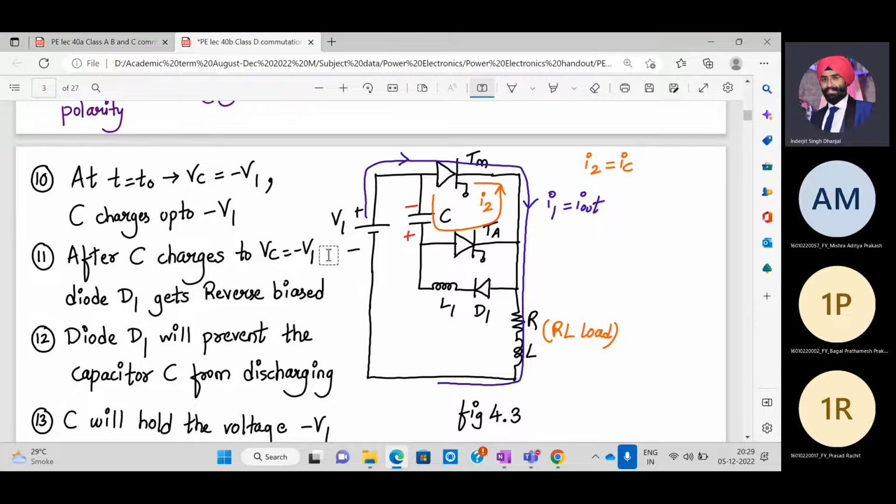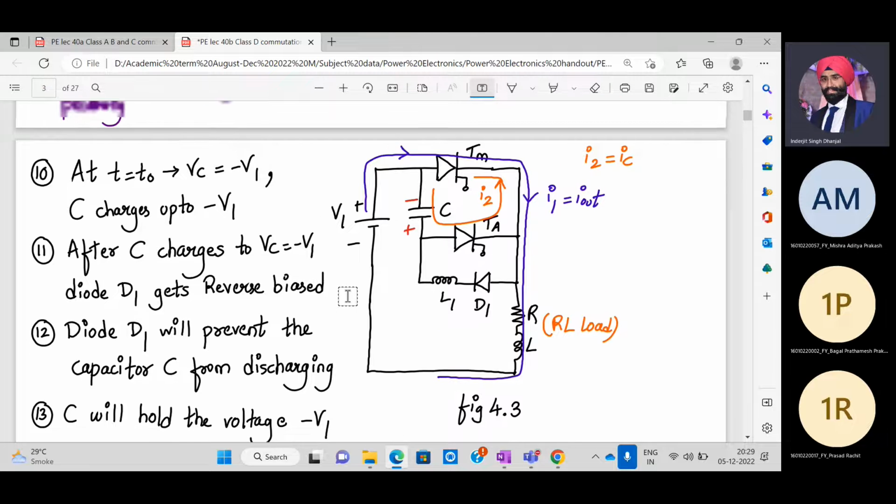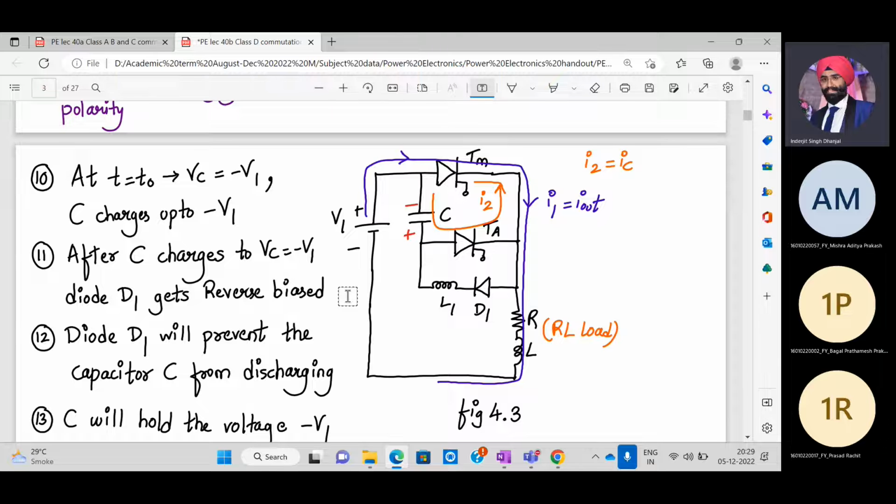So after the capacitor charges to minus V1, diode D1 will get reverse biased. Why will diode D1 get reverse biased? Anyone can tell me? Because here we have positive voltage and here we have negative voltage. Remember, TM is actually a short circuit because it's on. So this negative polarity will come over here and positive polarity over here, turning it off. So D1 is reverse biased. Now D1 will prevent the capacitor from discharging because it has become an open circuit, so the capacitor will no longer discharge.